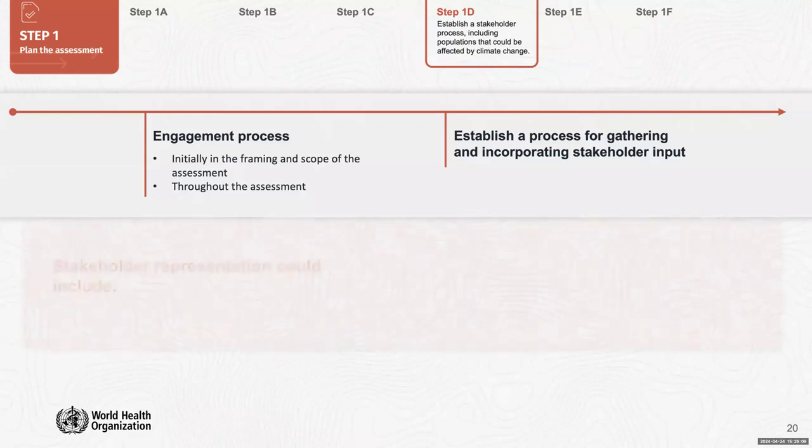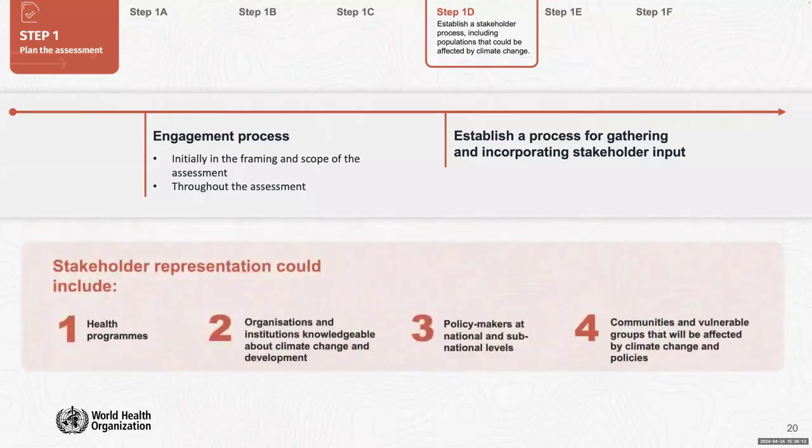They're all needed. So stakeholder representation could include, for example, health programs, and institutions knowledgeable about climate change and development, not necessarily climate change and health, but climate change and something else, development in this case. Policymakers, which would be national level, subnational level, depending on the geographical scope of your assessment. And fourthly, communities and vulnerable groups that will be affected by climate change and by the policies that could come out of this work.